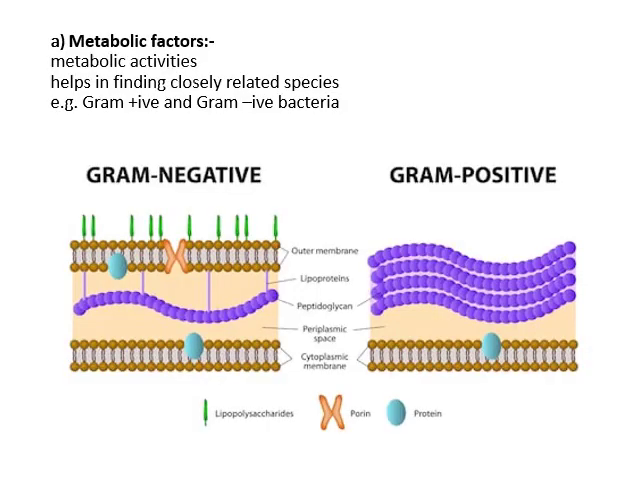Here are the metabolic factors. In these metabolic factors, I am going to give you the example of gram-positive and gram-negative bacteria. Here you can see the structure of gram-negative bacteria. In this gram-negative bacteria, you can easily observe that there is an outer membrane. The outer membrane has lipopolysaccharides, shown in green color.